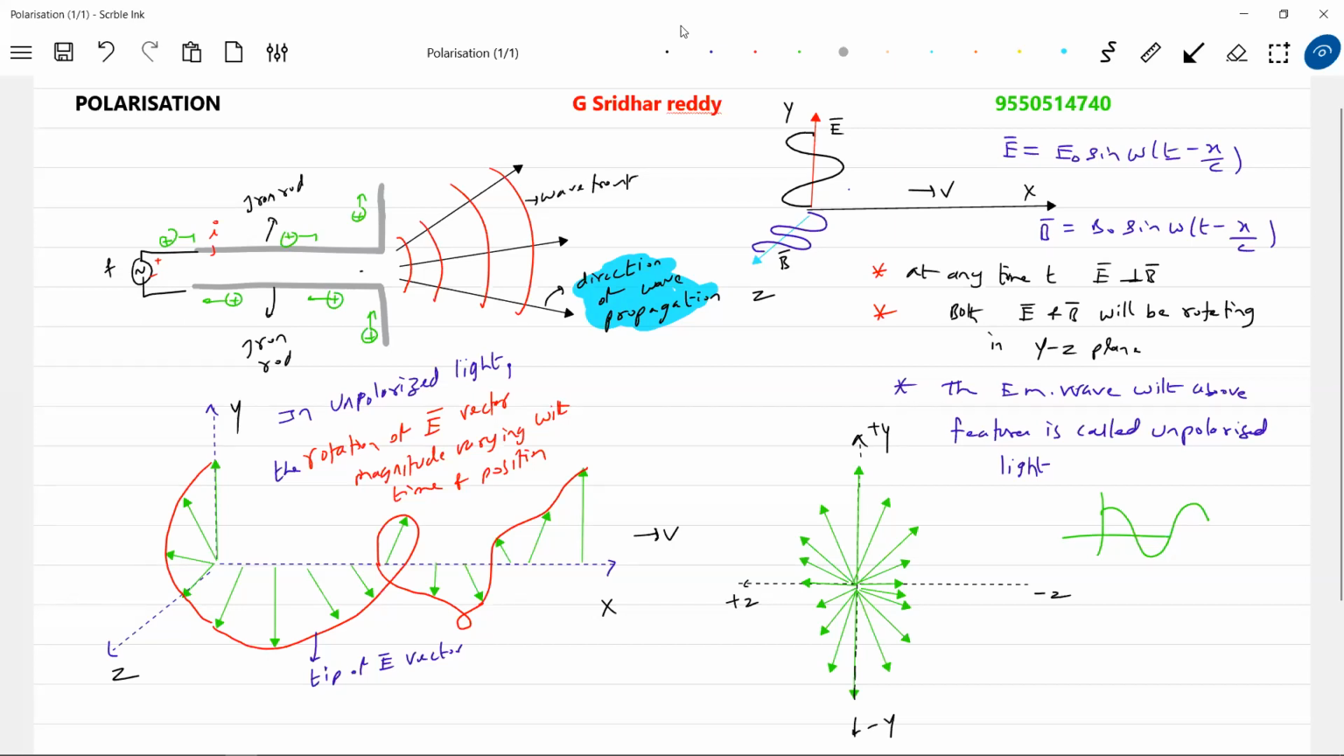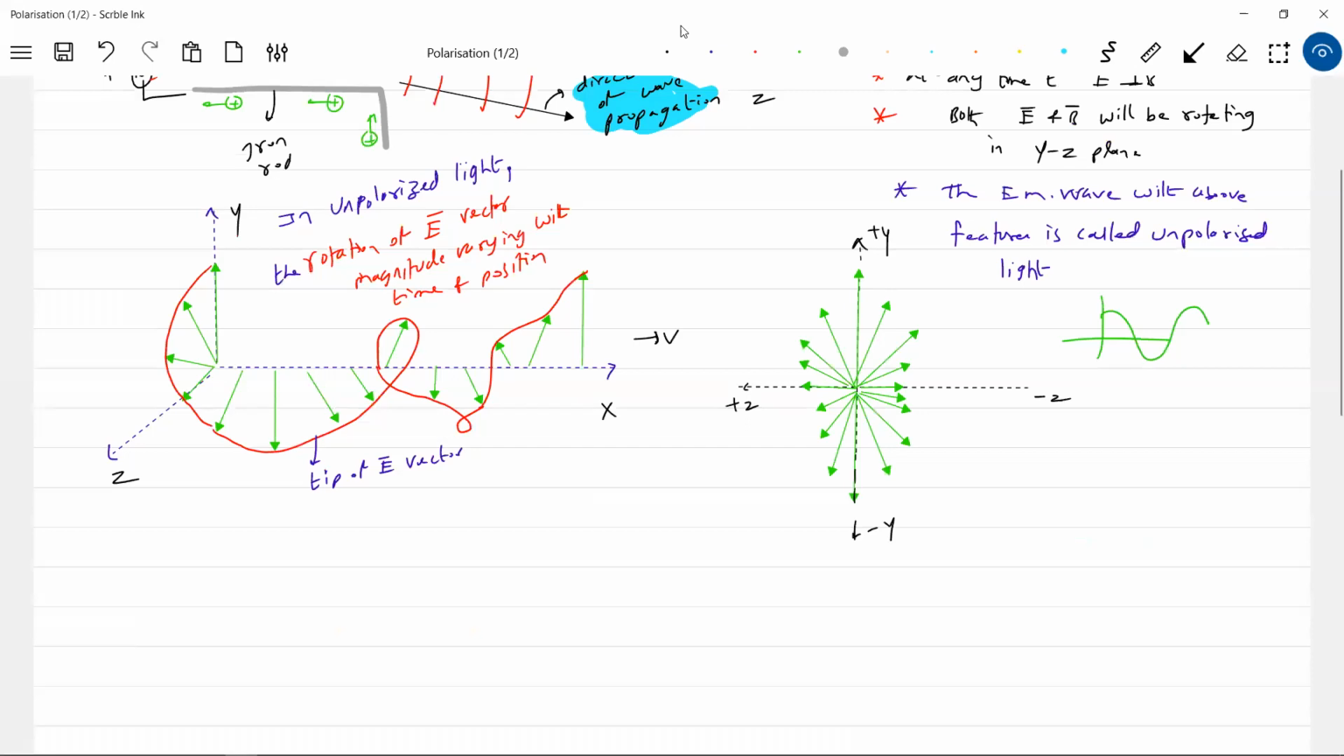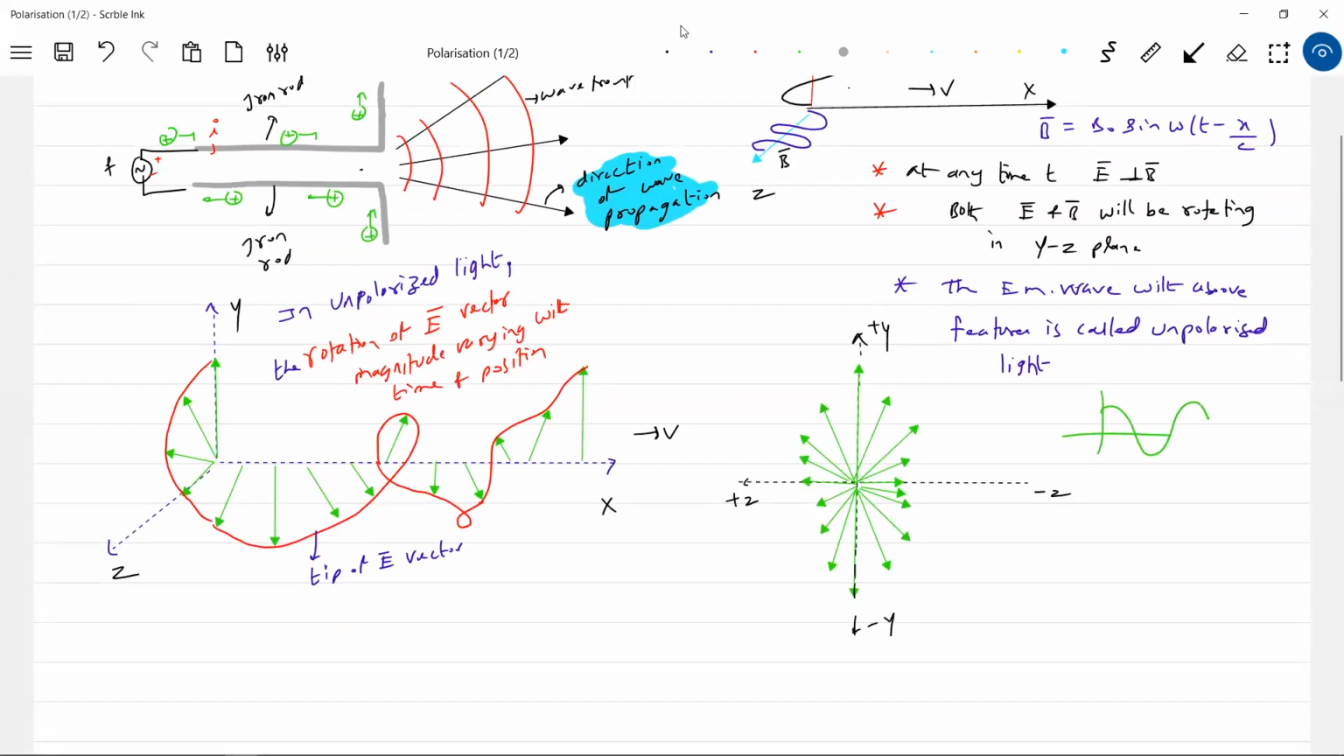Now this unpolarized light, I'll pass through a slab. Will anything happen to it? Nothing again. You get the same unpolarized light. So how to represent this? It will be very complex, no? Shall we use this diagram to represent unpolarized light? I think it's a big headache, no? We can't draw a diagram like this all the time.